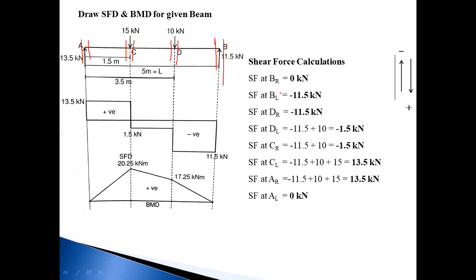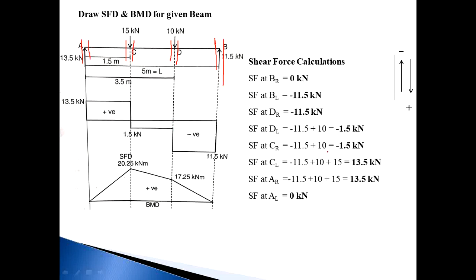So first, BR is equal to 0. BL is equal to minus 11.5, which means from this point plot 11.5 downward. You do not need to write minus 11.5, because the minus sign is already shown by plotting on the downside. So you just write 11.5. Then DR is 11.5. Once again, D is a point, and DR is 11.5. Then DL is minus 1.5, which means you plot 1.5 from this baseline.